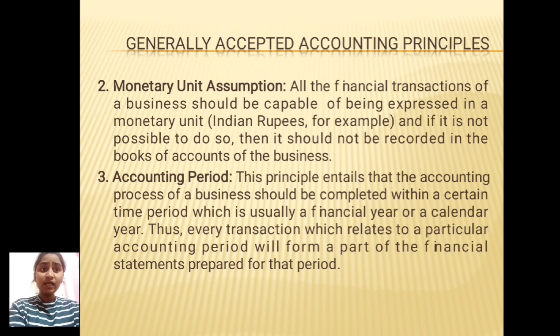This principle states that the accounting process of a business should be completed within a certain period of time, which is usually a financial year or a calendar year. Thus, every transaction which relates to the particular accounting period will form a part of the financial statements prepared for that period.